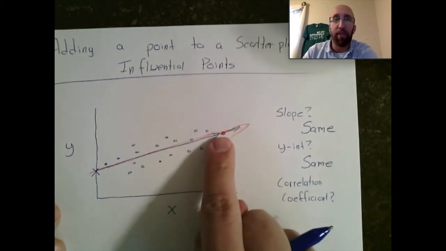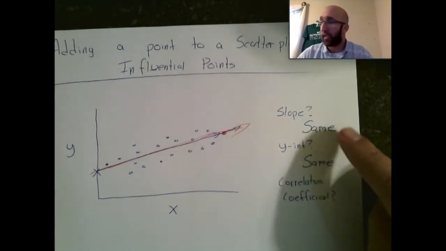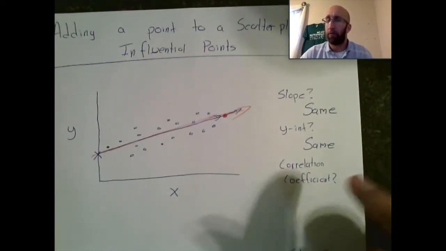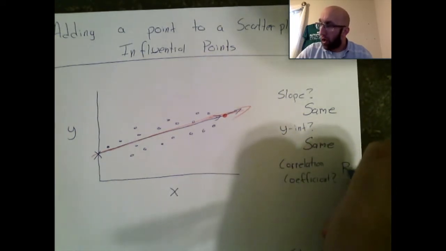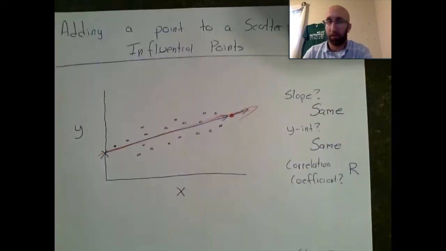And yeah, maybe if this red point was slightly above or slightly below, you're going to see very, very tiny changes. But the fact that this point fits the overall trend of our line, you're not going to see changes in these two. Now let's talk about that correlation coefficient. Remember, that is R. And what we're looking for here is it describes the direction and it describes the strength of this fit. So as far as direction, we're staying the same.